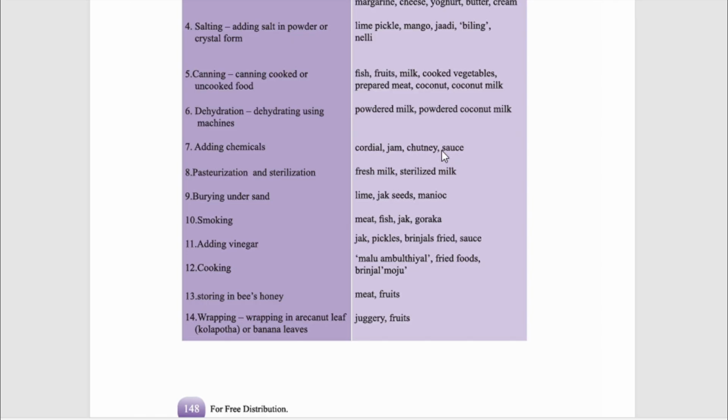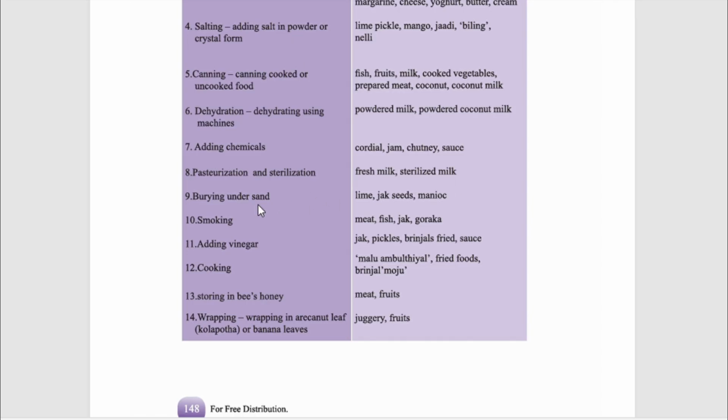You can notice them by checking the ingredients. If it has added a lot of chemicals, it is not good, but it can be kept for a long time. Pasteurization and sterilization, fresh milk, sterile milk. This one also we are using.